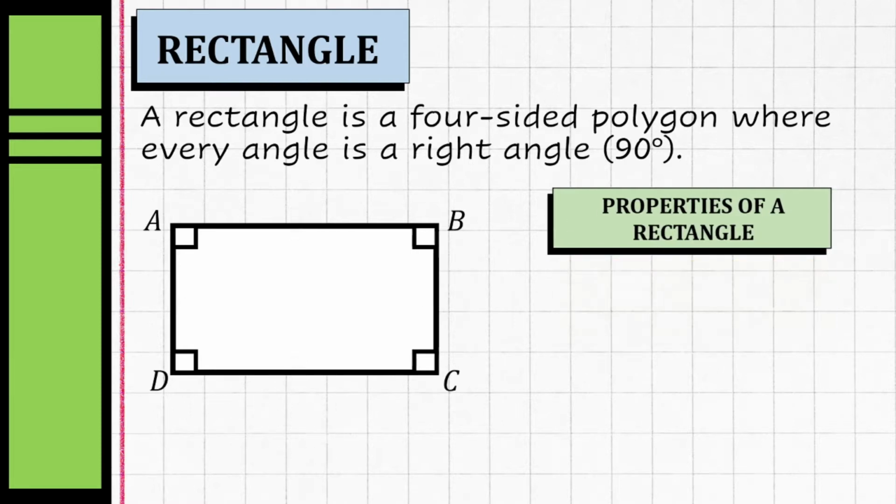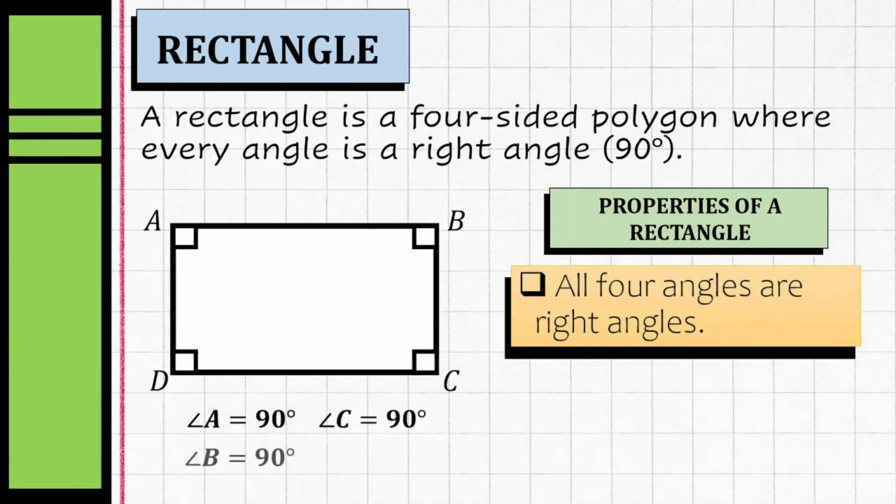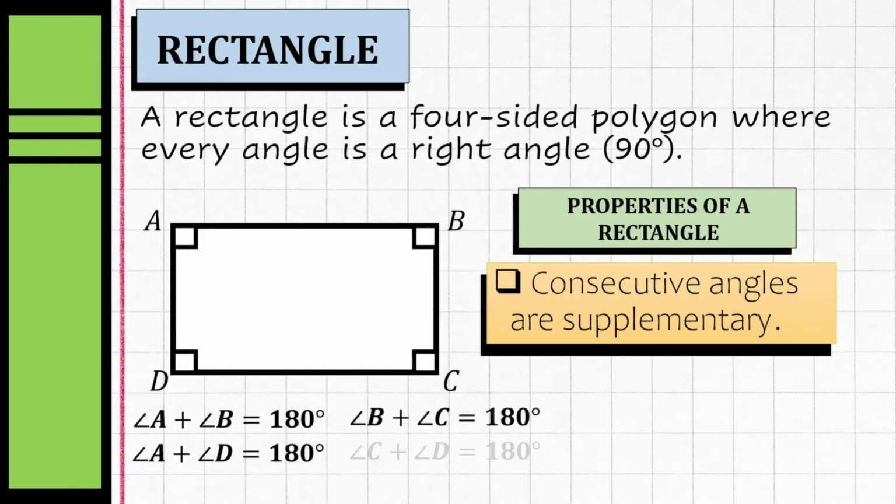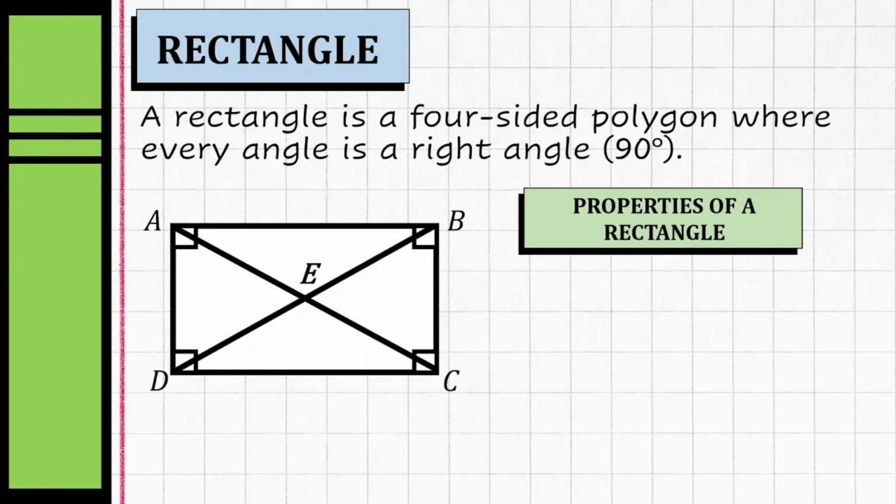Now, let's proceed to their angles. All four angles are right angles. So, angles A, B, C, and D are all 90-degree angles. Just like our parallelogram, consecutive angles are supplementary. So, if you add angle A and angle B, it will be equal to 180 degrees. And so, angle A plus angle D will also be equal to 180 degrees as long as they are consecutive angles.